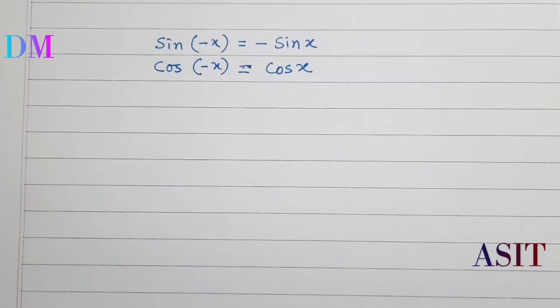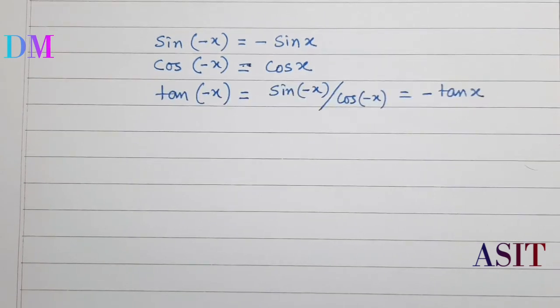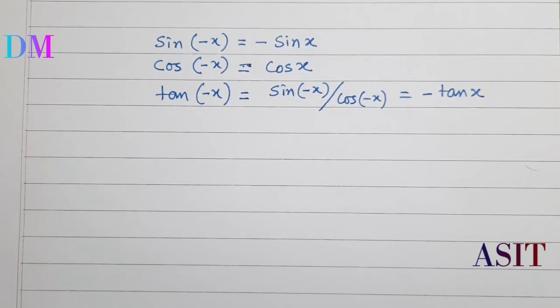Now, since tan x equals sin x by cos x, we can write tan of minus x equals sin of minus x by cos of minus x, and hence it will equal minus tan x. So therefore, we can say only cos or the reciprocal of cos, that is secant, can absorb the negative. But sine or cosecant or tan or cot cannot absorb the negative sign.